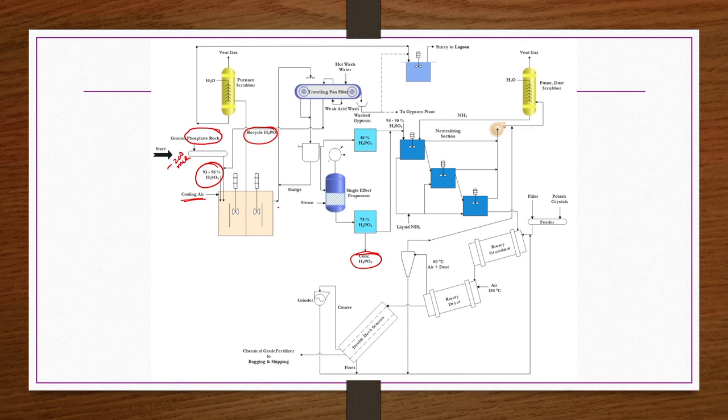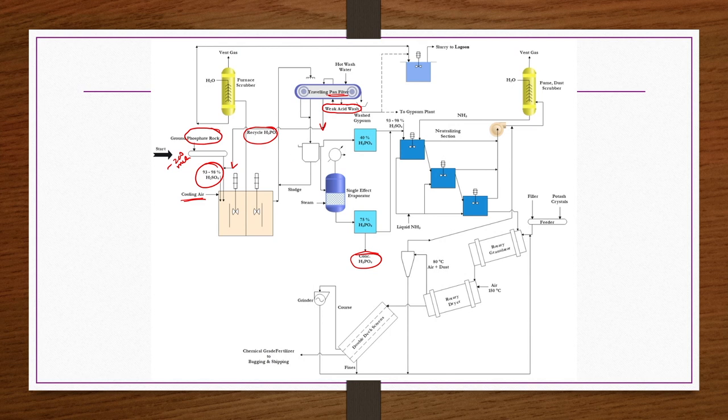Now, the output of the reaction is primarily phosphoric acid and gypsum. Of course, there are other kinds of impurities as per the reaction, but primarily it is phosphoric acid and gypsum. This mixture is taken to the traveling pan filter where we are using weak acid for washing. Whatever the filtrate of this filter is, that is nothing but weak phosphoric acid, which is taken as a recycle to this reactor again.